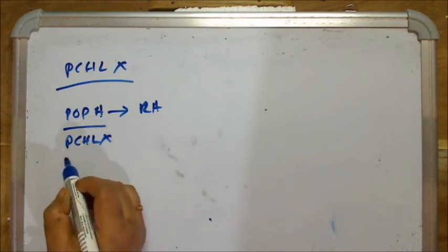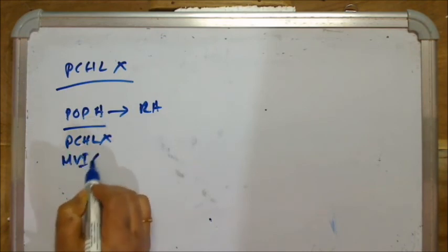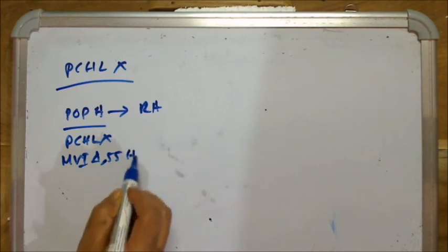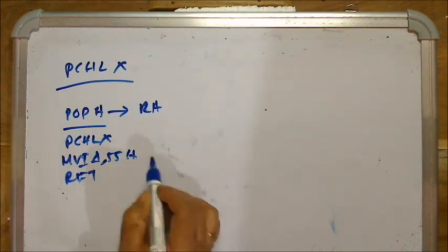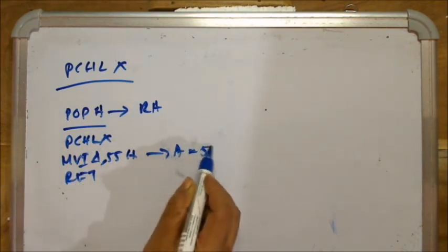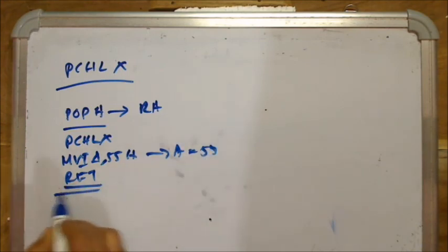MVI A, 55H, right? And then return. So A would have got 55H, okay, but return. And then we have come to return. But where is the return address?